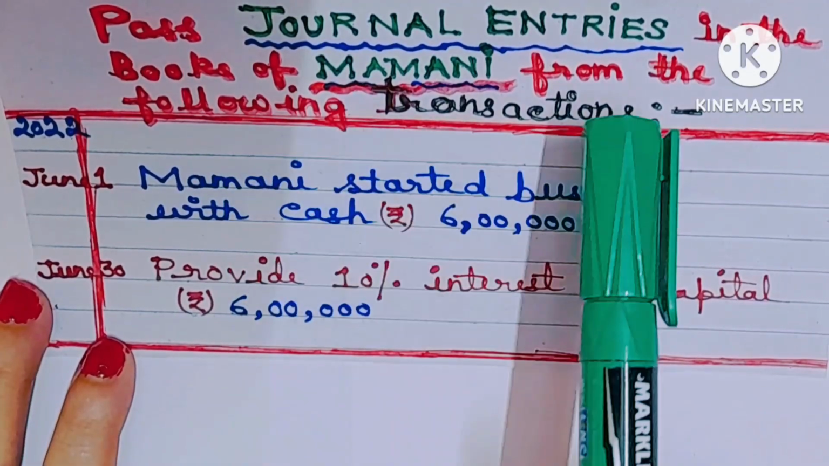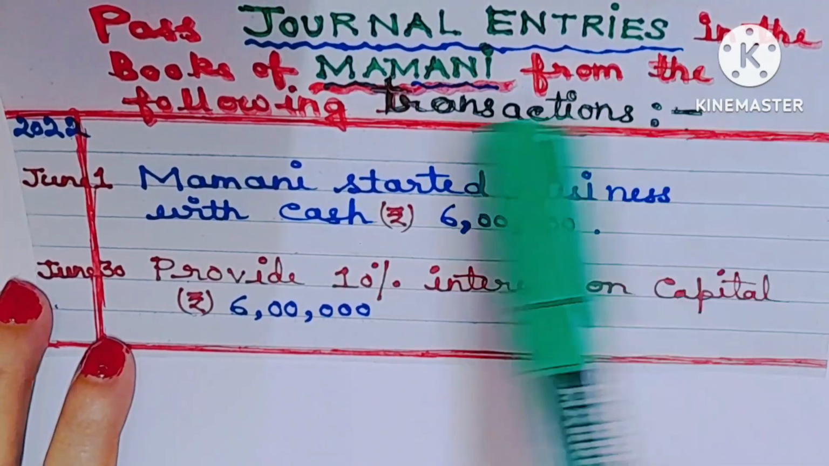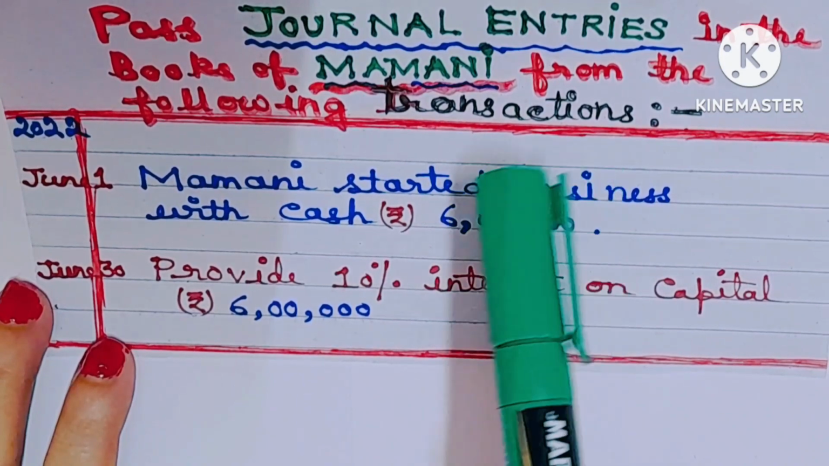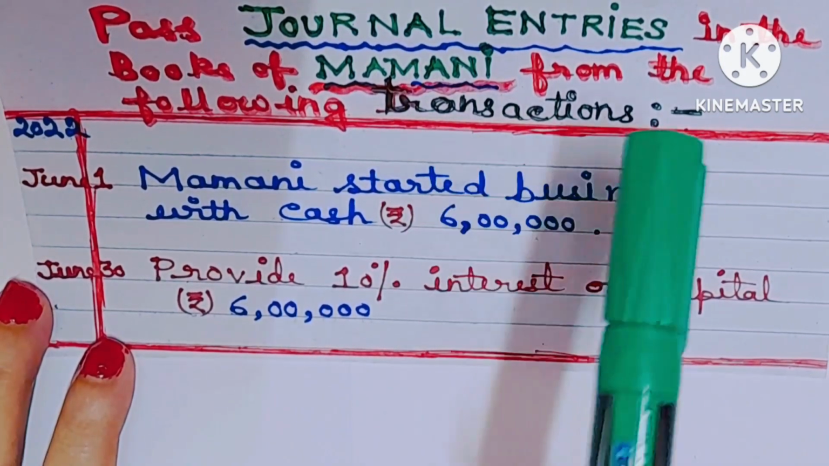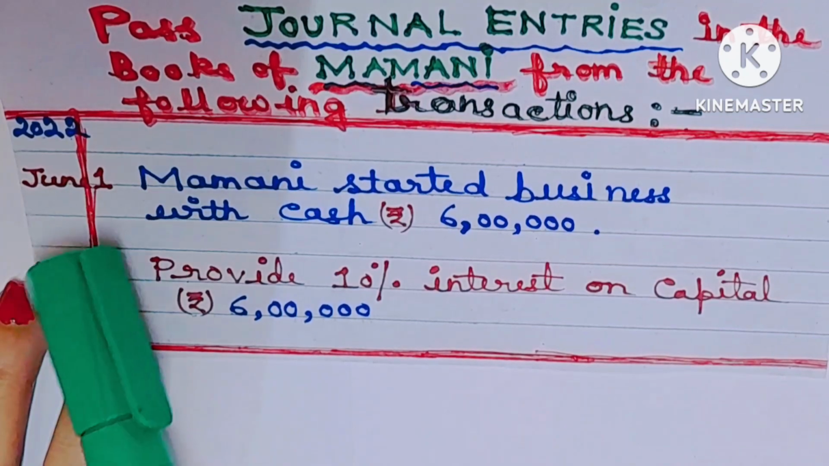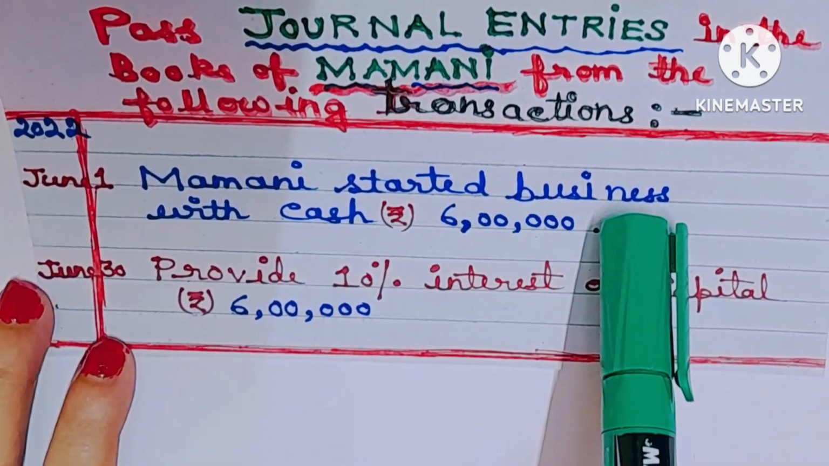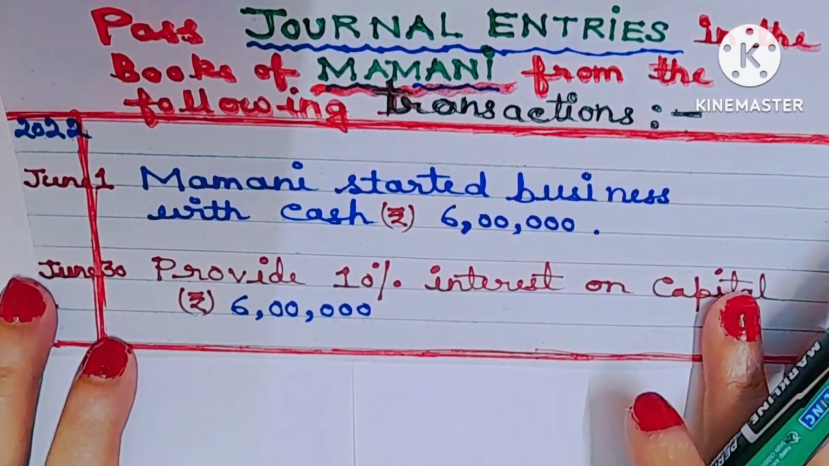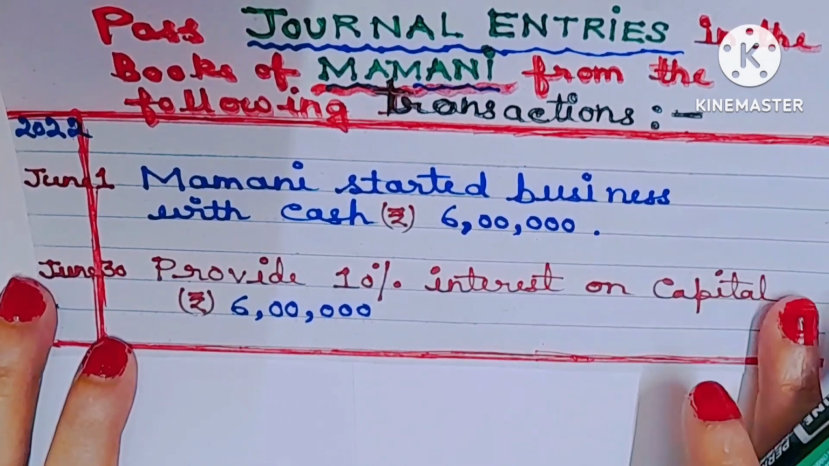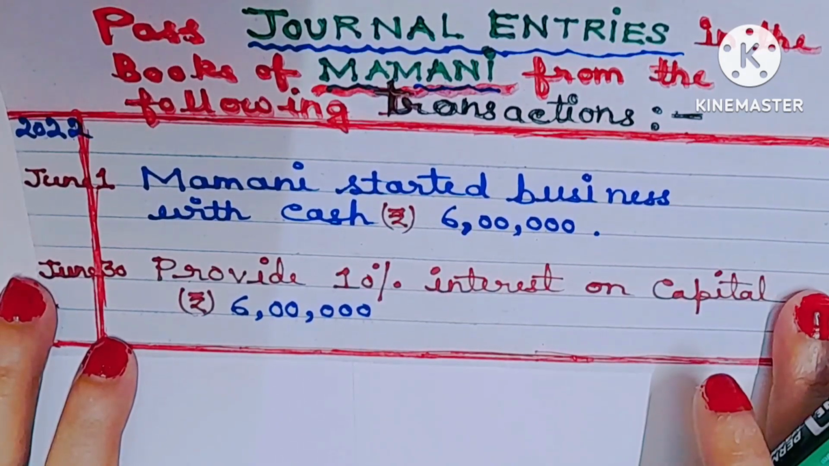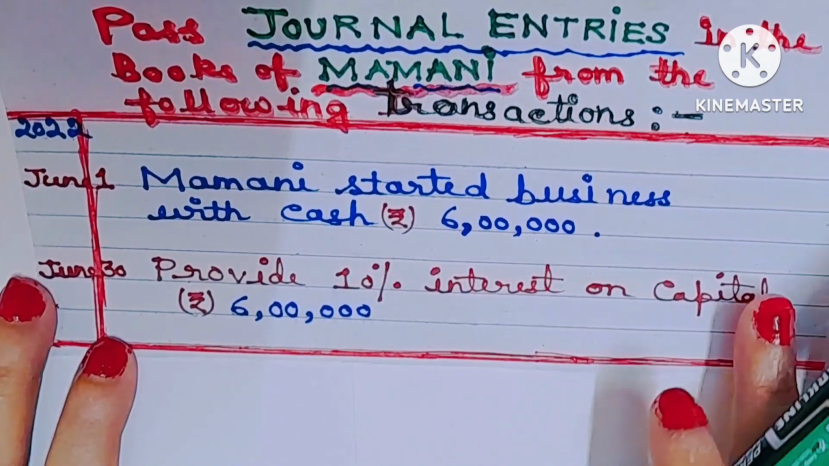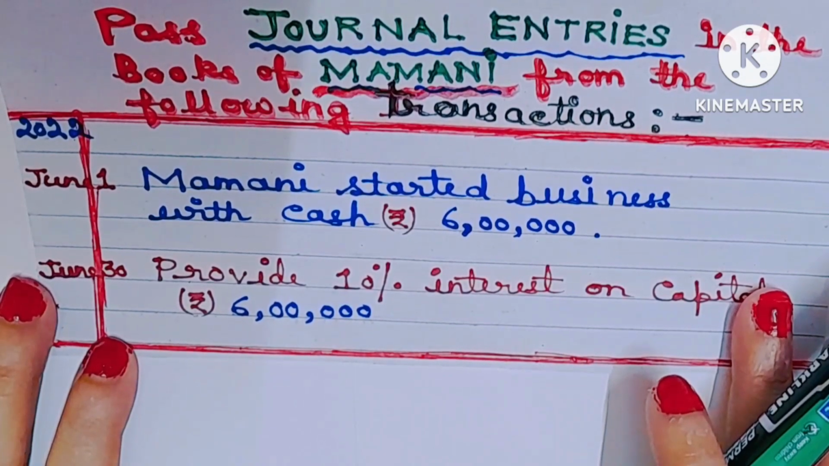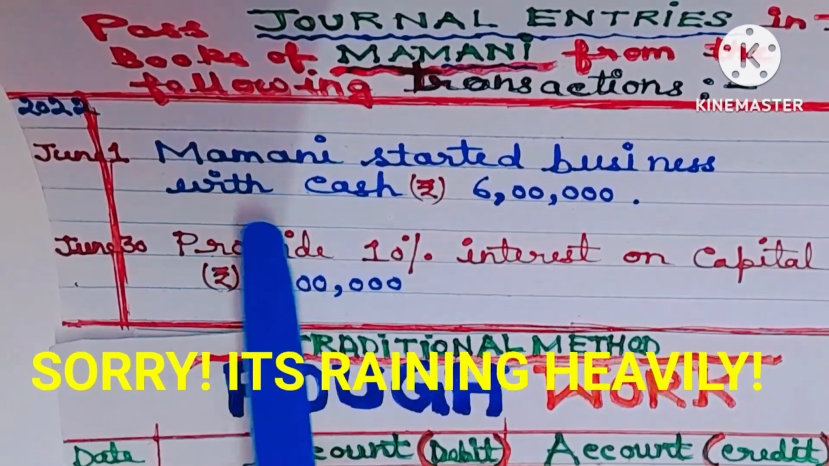So let's go through the problem. Pass journal entries in the books of Mamuni from the following transactions. Mamuni is the owner or the proprietor of the business. 2022, 1st June, Mamuni started business with cash rupees 6 lakhs. But we'll do the journal in rough first, then I'll do it in fair because I want to make you understand. First we'll do it in rough by applying the traditional method, that is the 3 golden rules of accounting. Okay? So let's go through the transaction.